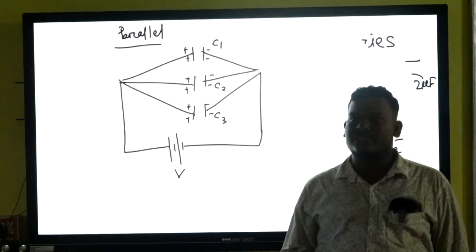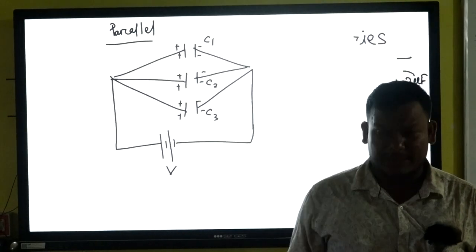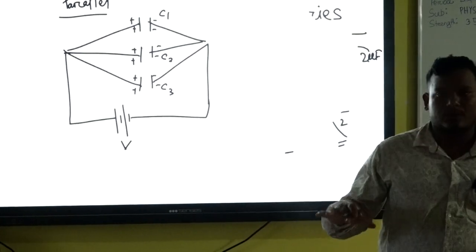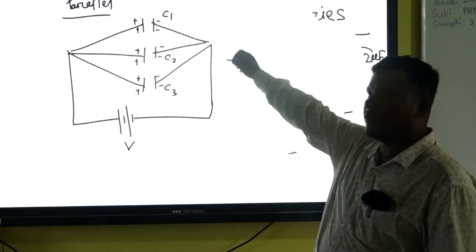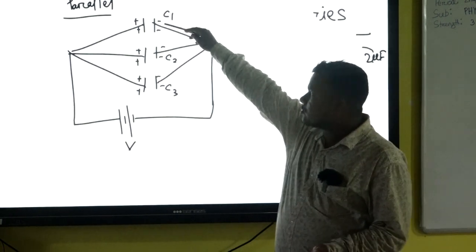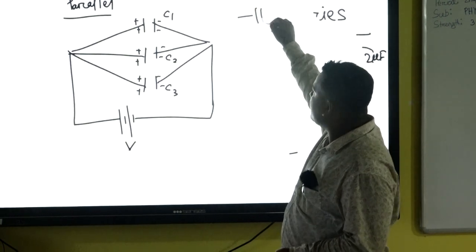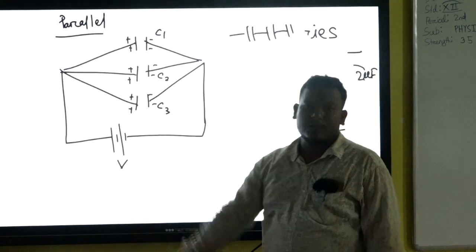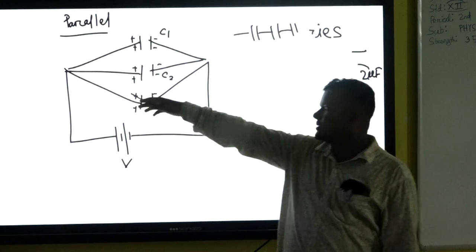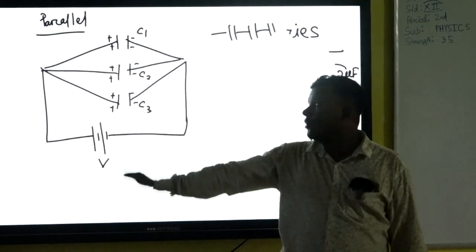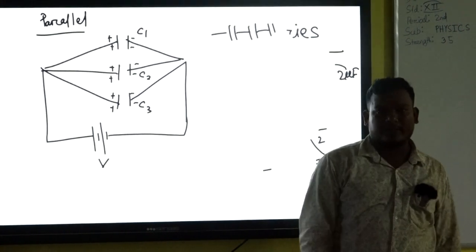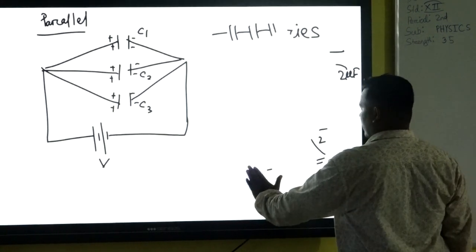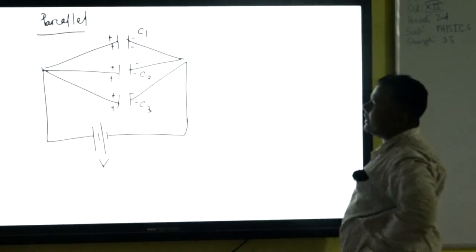In your house, all the household appliances are connected in this manner. In series there is end-to-end connection, but here there is no end-to-end connection. All the first terminals are connected to the battery, and all the second terminals are also connected to the battery. This type of combination is known as parallel combination.